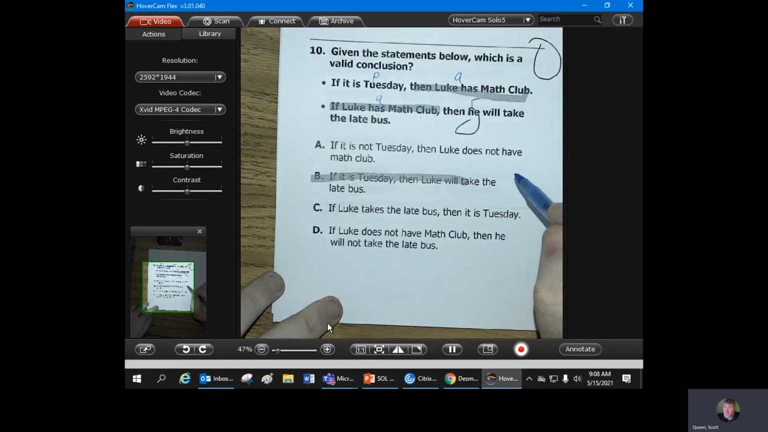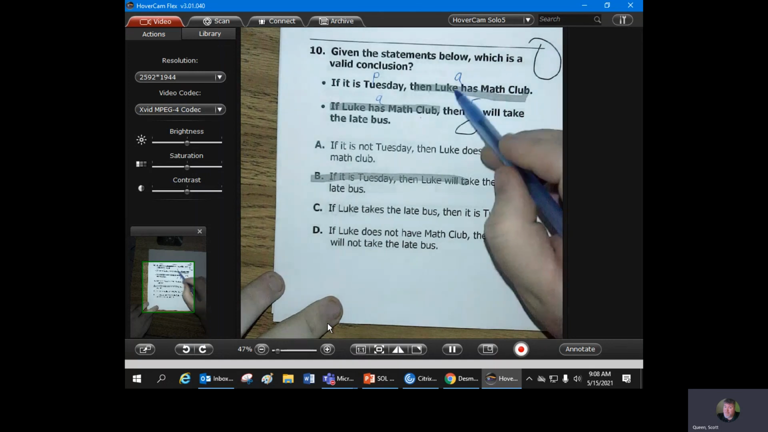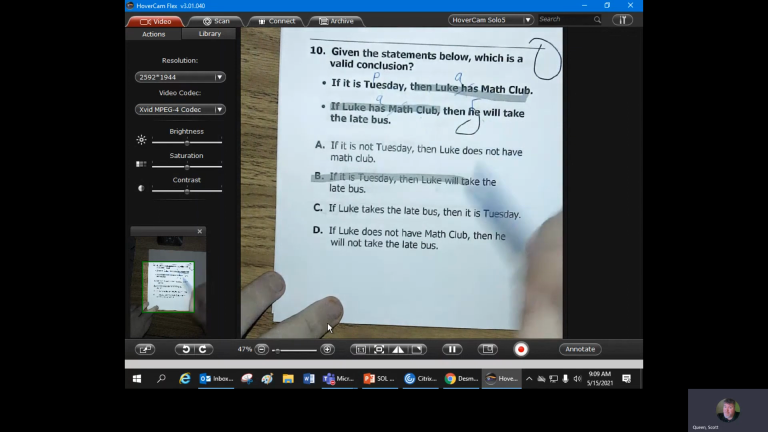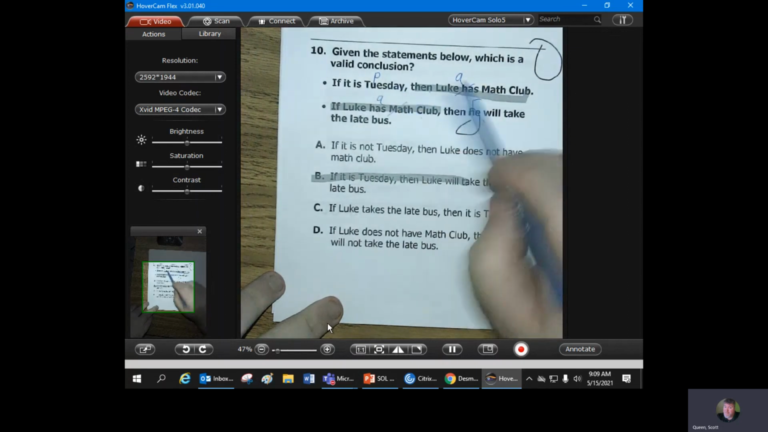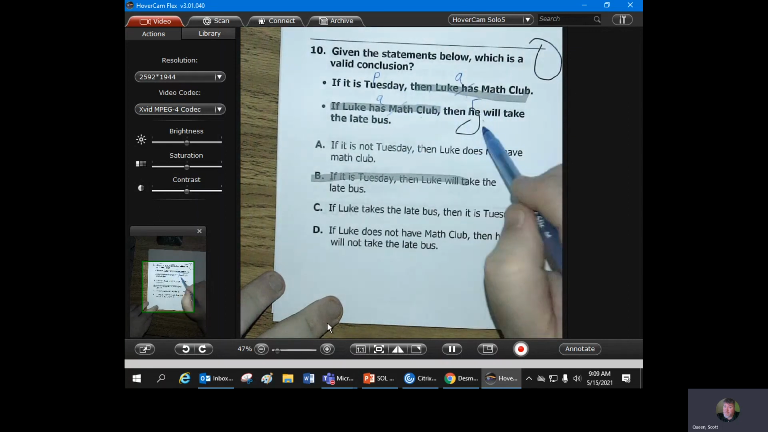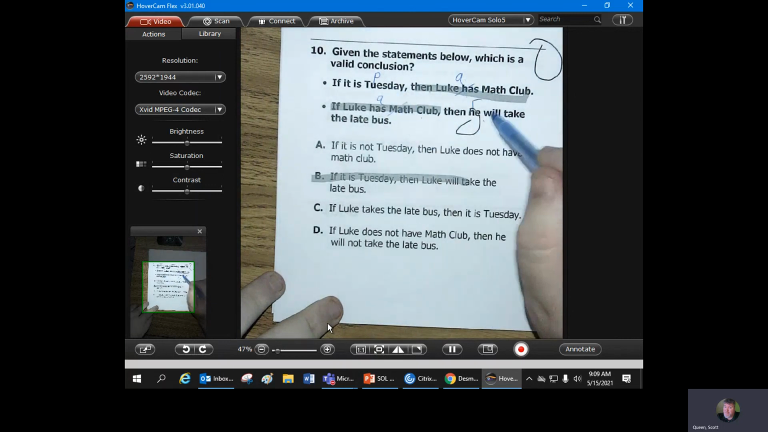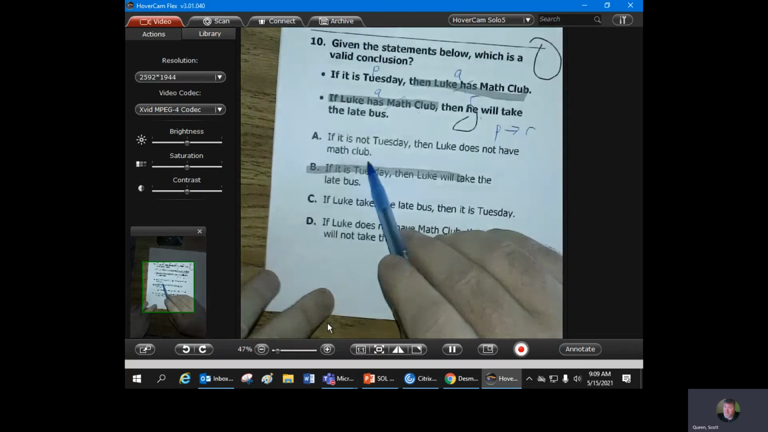So that means this is a cut out the middleman problem. You know what I'm talking about? So if Q repeats, that means if P, then R. Do you remember that? If P, then Q. If Q, then R. Cut out the middleman, the Q's, and go straight from if P, then R. So P, then R. All right, so which one is a valid conclusion?